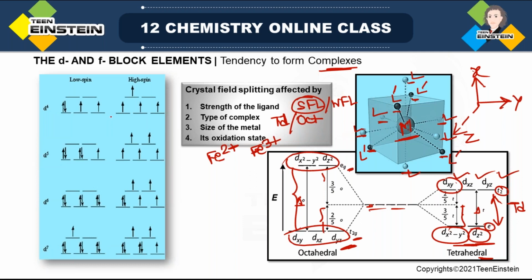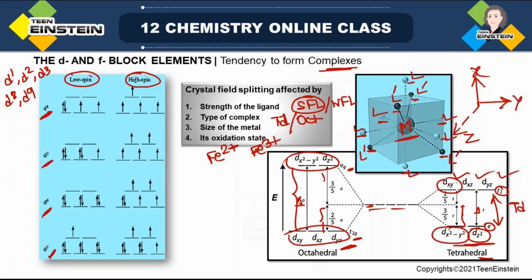Here we have a picture for different d electron systems, d4, d5, d6, d7. Here we have not taken d1, d2, d3, then d8, d9. These systems we have not taken because this low spin, high spin concept is applicable only for these 4 systems. Now what is low spin, high spin?